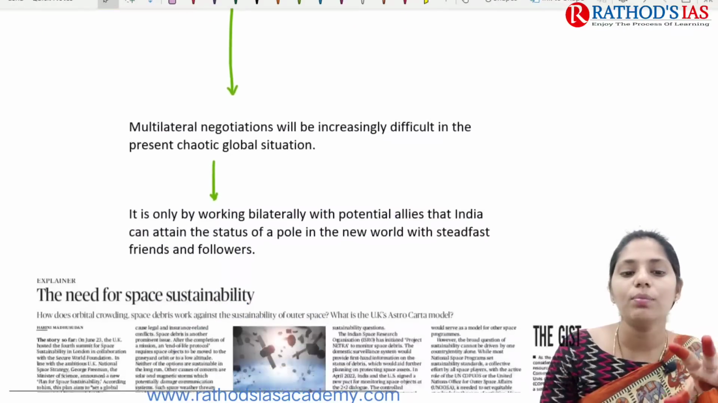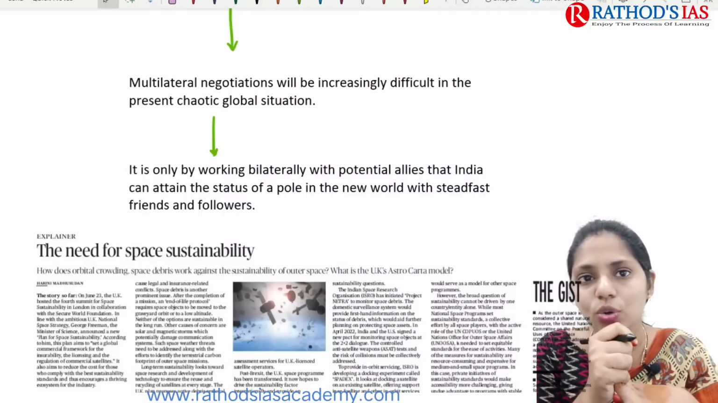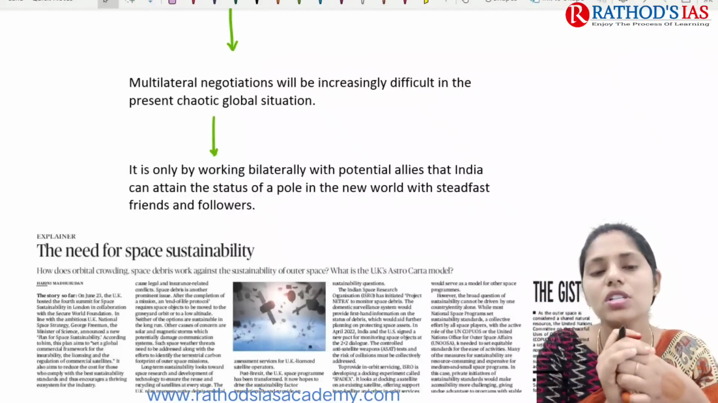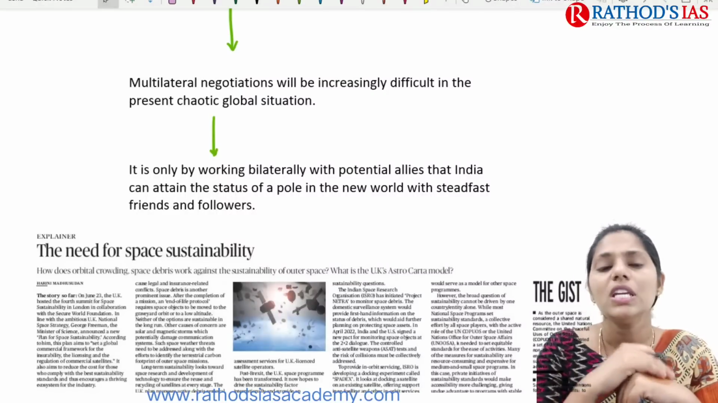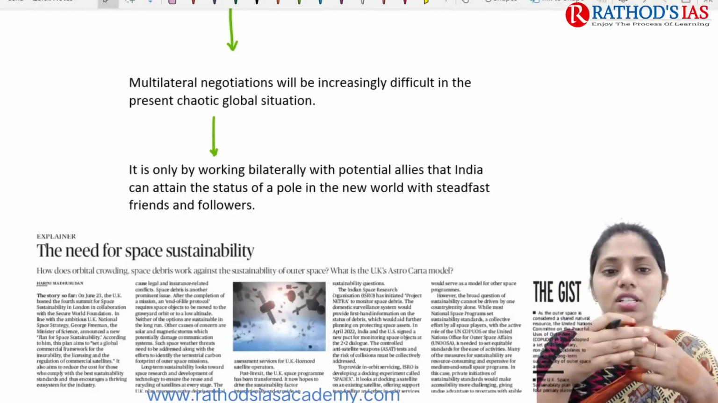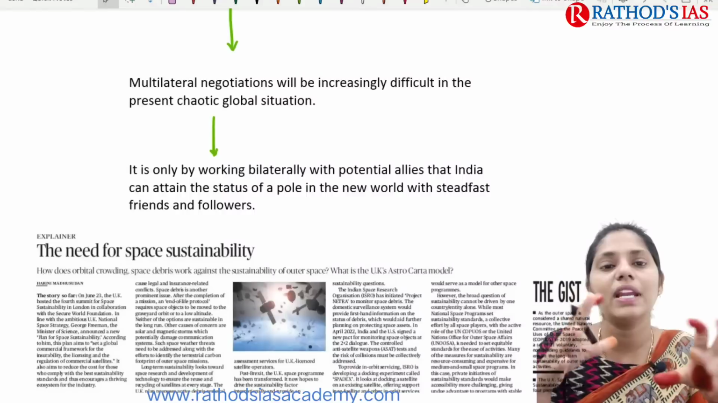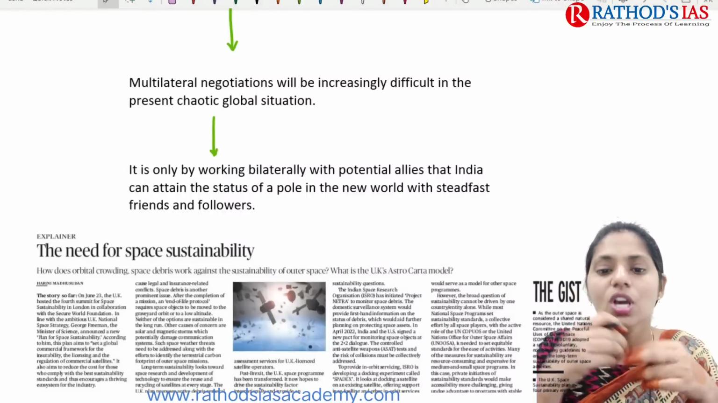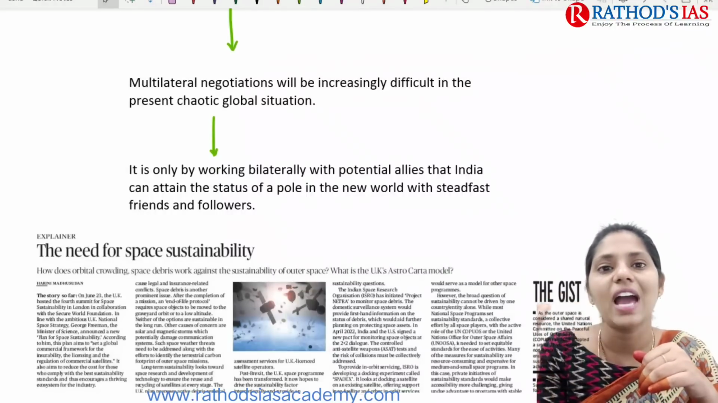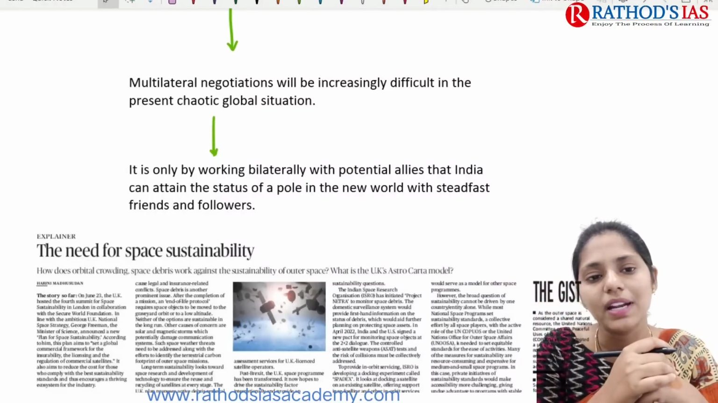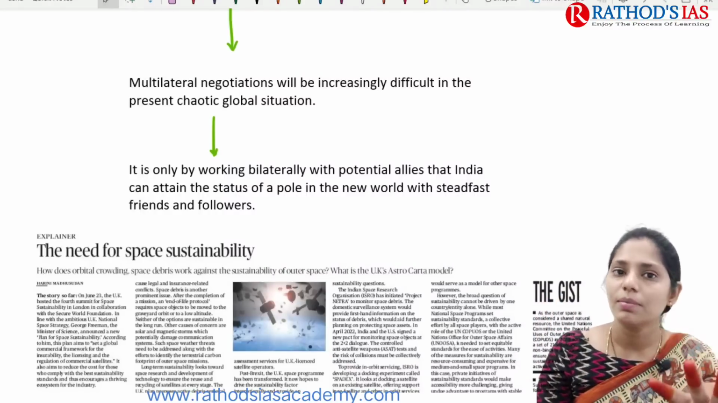Finally, the author says that yes, we have a number of multilateral negotiations. For example, you can talk about G7, the BRICS summit, the Quad summit. Yes, nowadays it is becoming very, very difficult, and it is creating some chaotic global situations whenever we are involved in these multilateral negotiations. So rather than that, we can go for bilateral talks, and bilateral talks will have some more advantages over multilateral negotiations, because we have some perils in multilateralism. So this is about this topic.